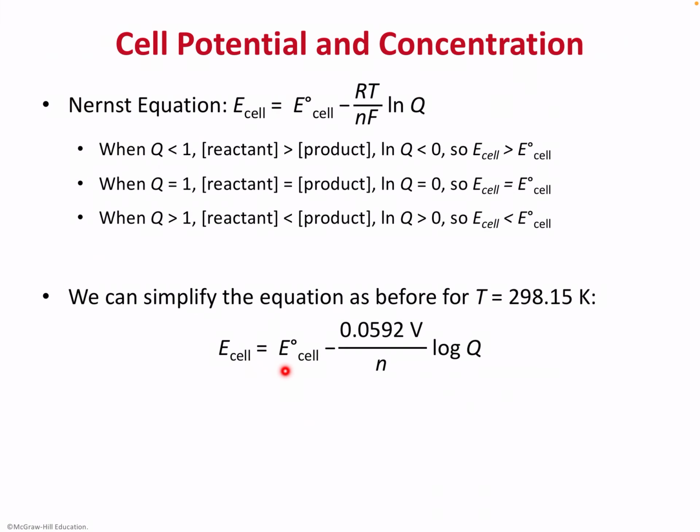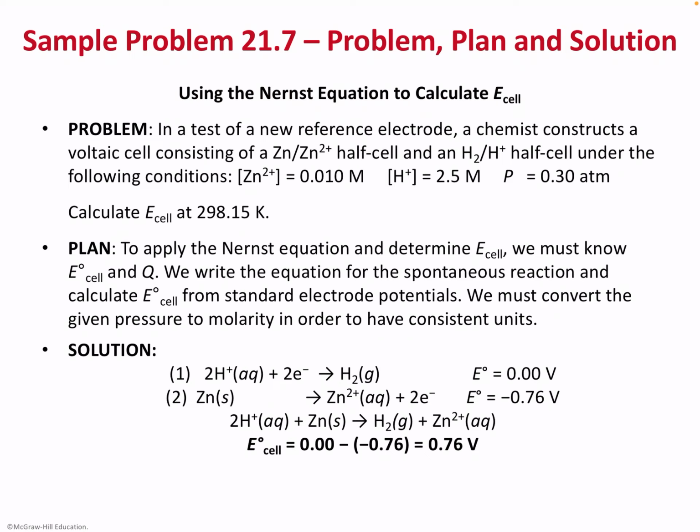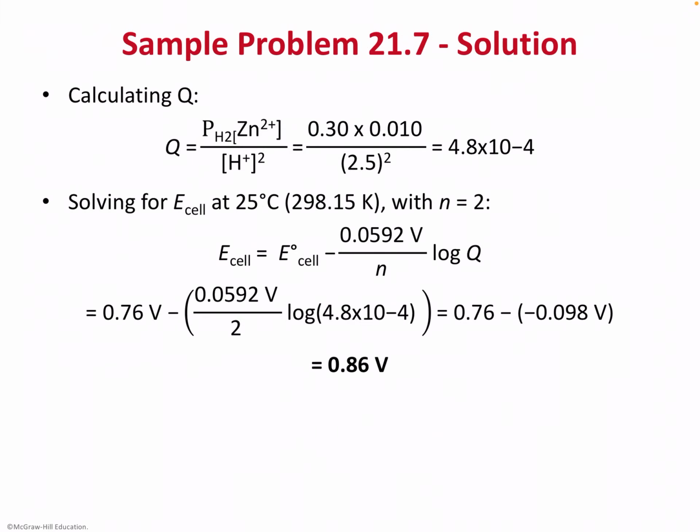So to find E cell, we know E naught cell. Now we need to find out the Q. Q is the reaction quotient, concentration of products over reactants. So our products are going to be zinc ions and hydrogen. We are given the concentrations of hydrogen and zinc. And this is a solid, we don't put solid concentration, and H plus ions are given to us. And then the pressure is also given, 0.3. Hydrogen ion concentration 2.5. So we can find out the Q.